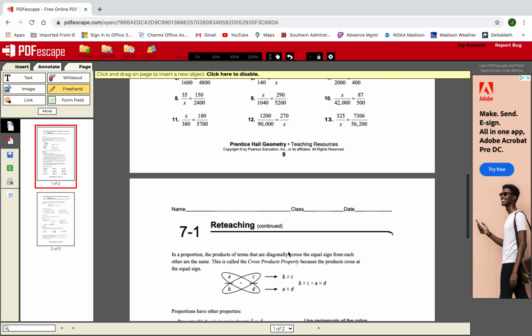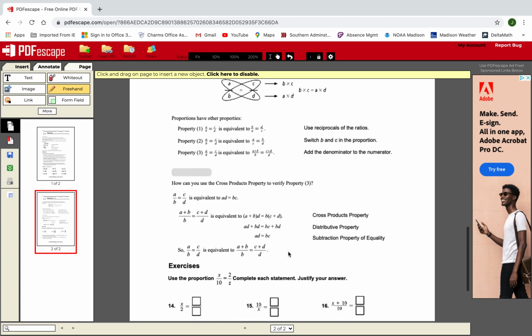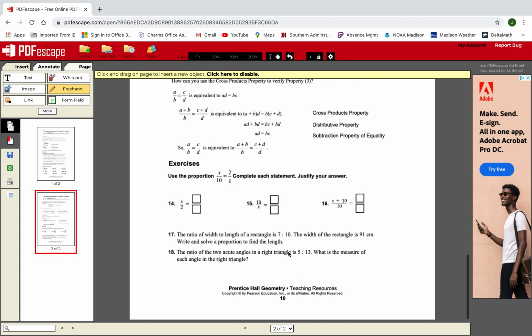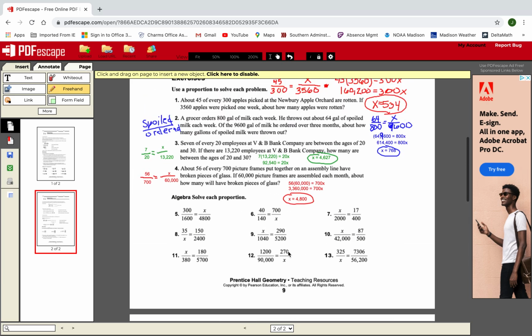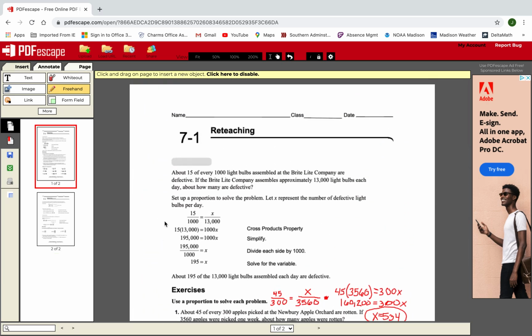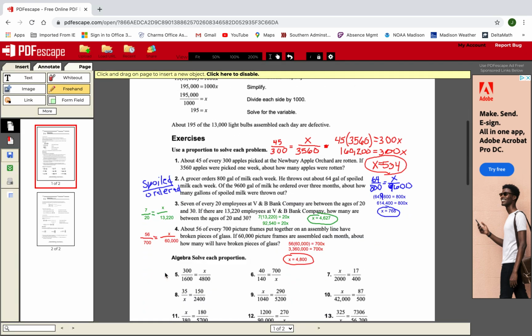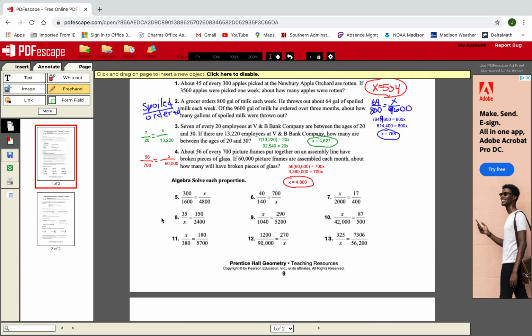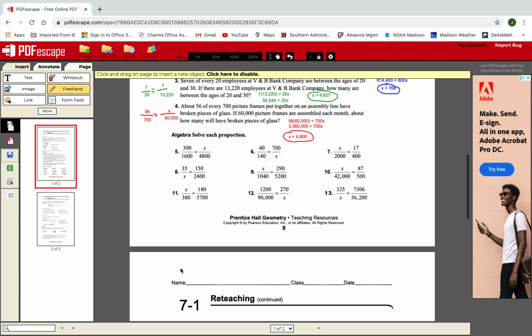Okay. 5 through 13 is just straight cross multiplication. Then I can see on the second page here we go a little bit more into variables. So it looks like the practice is a little bit more involved than this reteaching. All right. So just practicing straight cross multiplication here. For 5, 300 times 4,800 equals 1,600x, and then you're just dividing. Every one of these is just cross multiplying and dividing. Let's do a couple of these and then move on to something else.